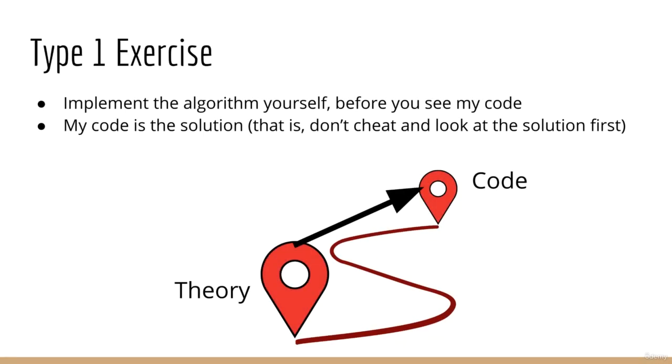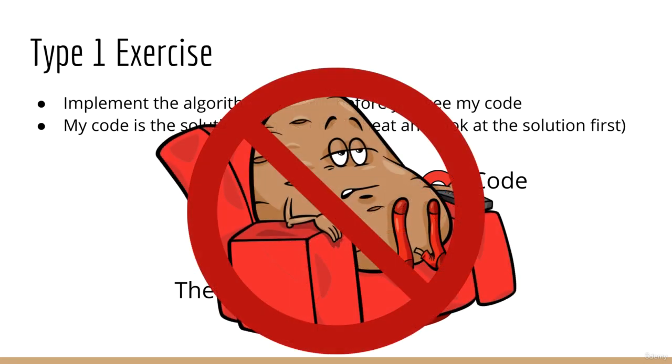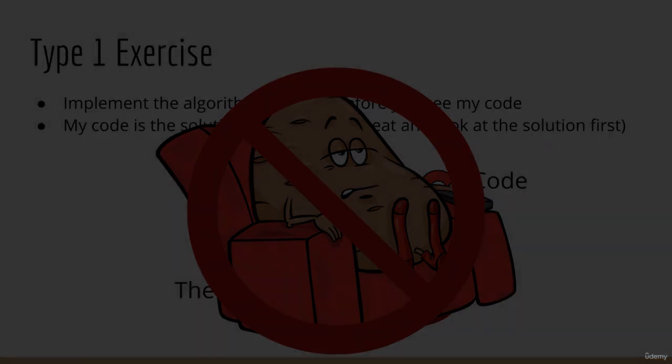For case number 1, your exercise is to implement that algorithm yourself before you ever see my code. My code is actually the solution to that exercise. So don't take what I call the couch potato approach, where you just sit there watching each lecture one by one without doing any coding. That is not the intent of this course. Now, obviously what you do is up to you, but I hope that you'll do the exercises as intended.